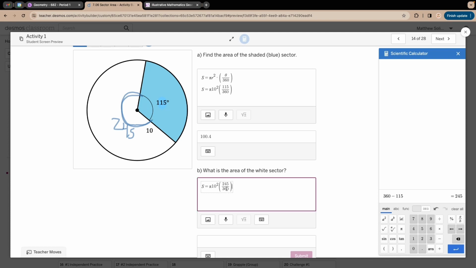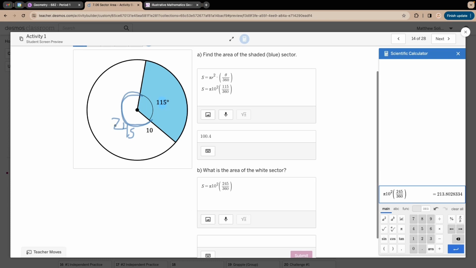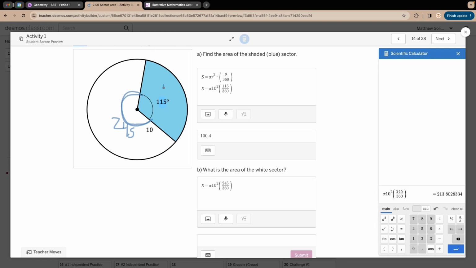And if I type this in my calculator, it should add up to 314 with 100. So it's going to be around 200. Let's see. Yeah, 213. So the whole thing was 314. This piece was about 100.